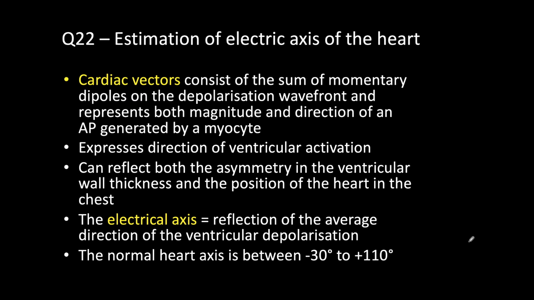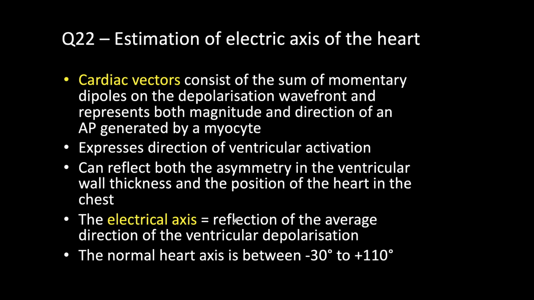Cardiac vectors consist of the sum of momentary dipoles on the depolarization wavefront and represent both magnitude and direction of an action potential generated by a myocyte. It expresses direction of ventricular activation, as we saw, and can reflect both asymmetry in the ventricular wall thickness and the position of the heart in the chest. And the electric axis, which is different, is a reflection of the average direction of the ventricular depolarization.